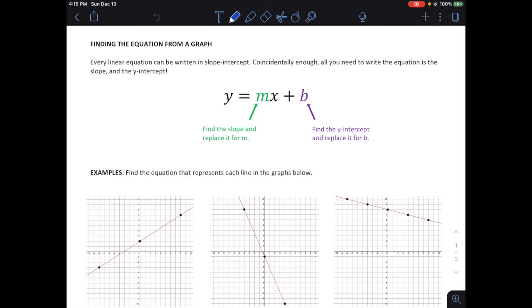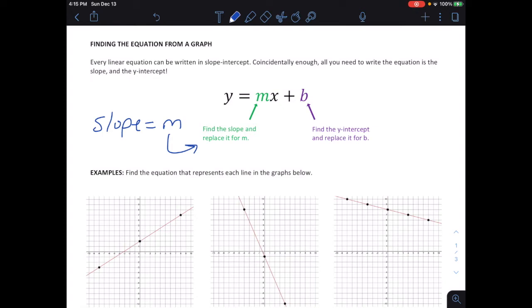So if we're going to find the equation of a line given a graph, all we need to do is find our slope, or m, and then the y-intercept, b. Now we've done quite a bit of work finding the slope. We haven't called it m yet, we're just changing the name of it. So slope is equal to m. Okay, so that's the green stuff there.